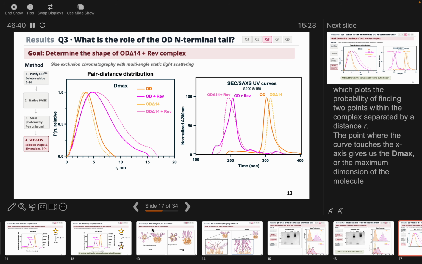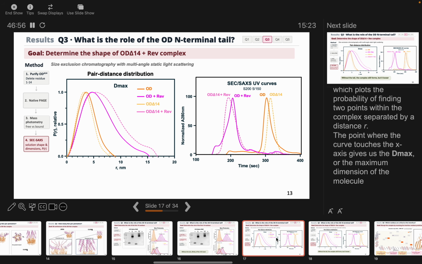This one is a really tiny column that is not really resolutive, whereas the one used with SEC-MALS is bigger, and you have a higher separation of the different forms of the complex. So just to mention that it seems to be the same experiment, but it's not really the same one, as the columns are not the same in both experiments.